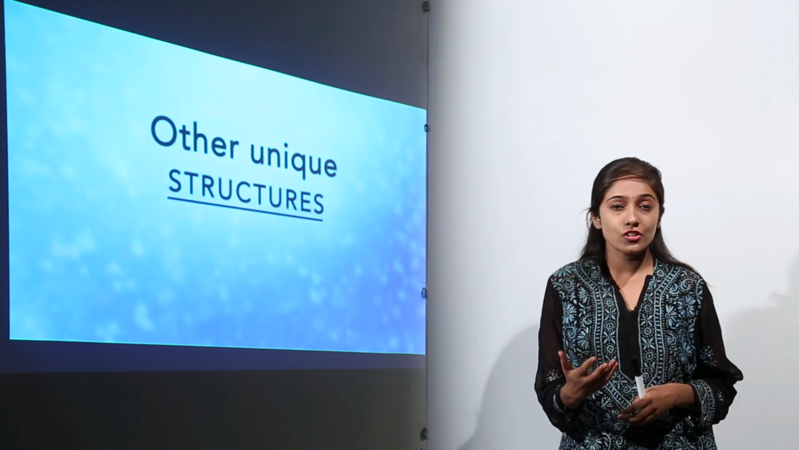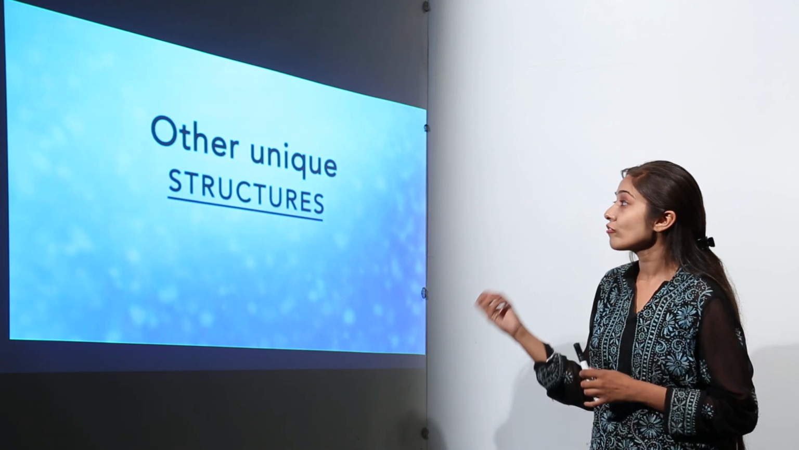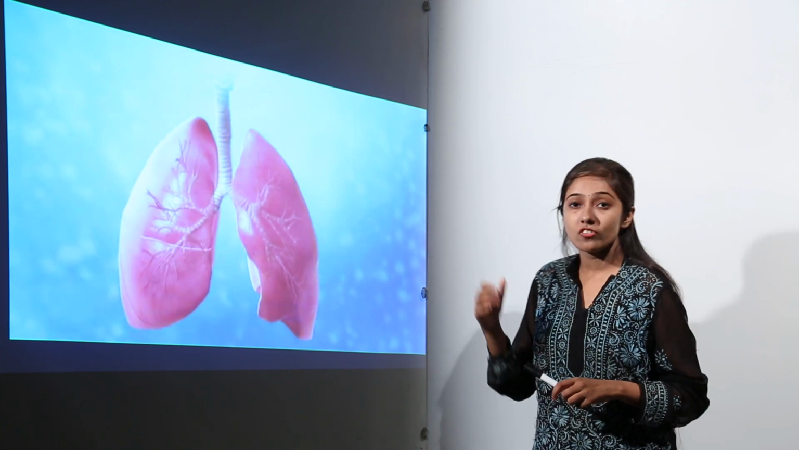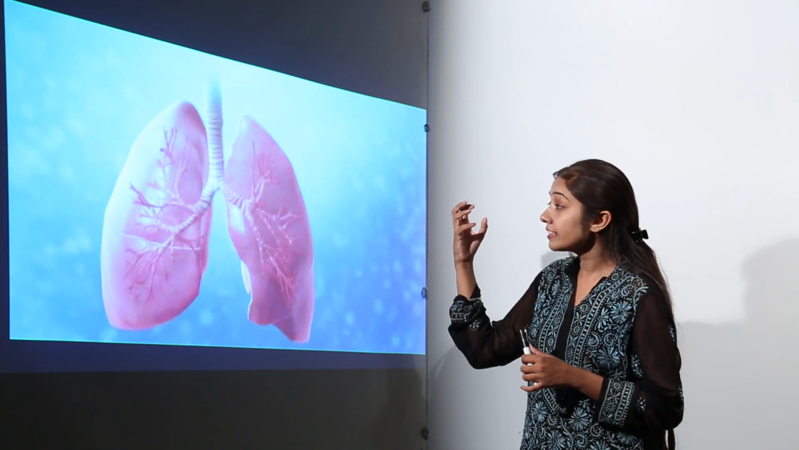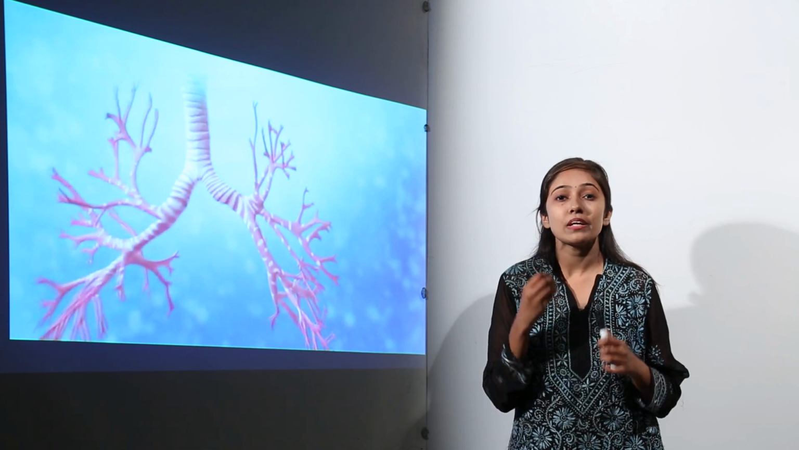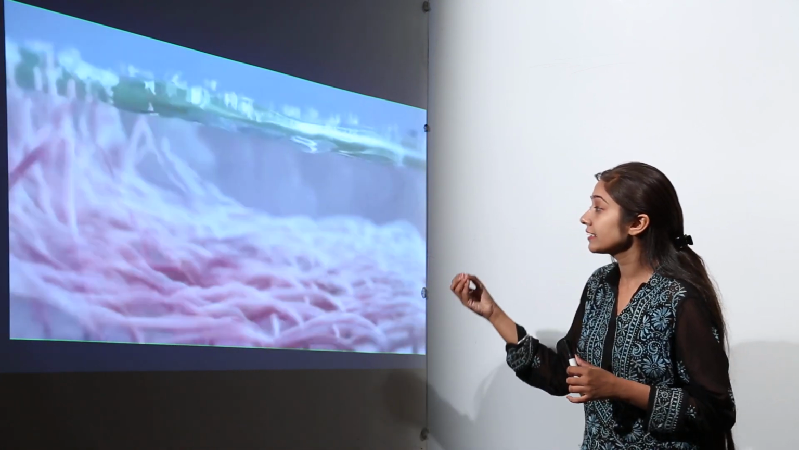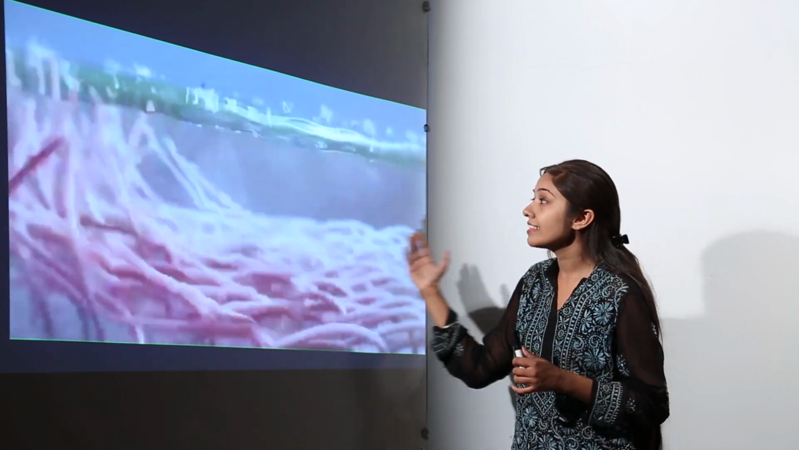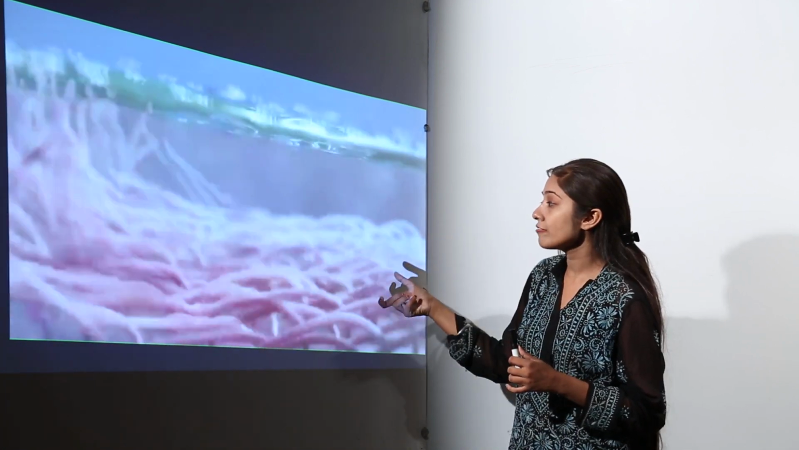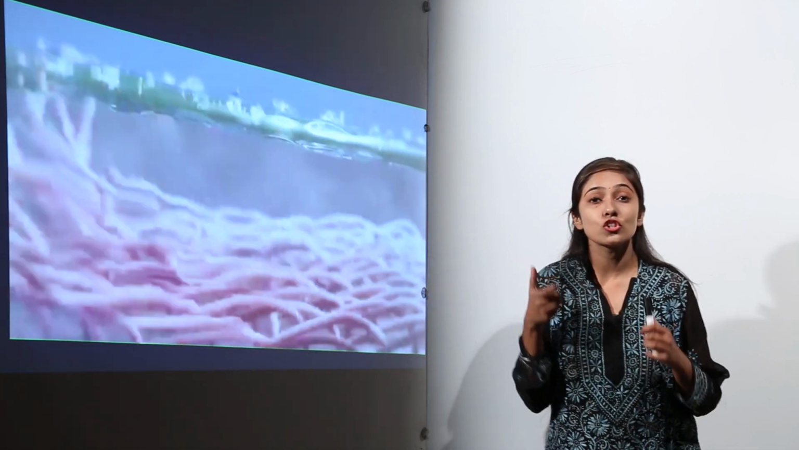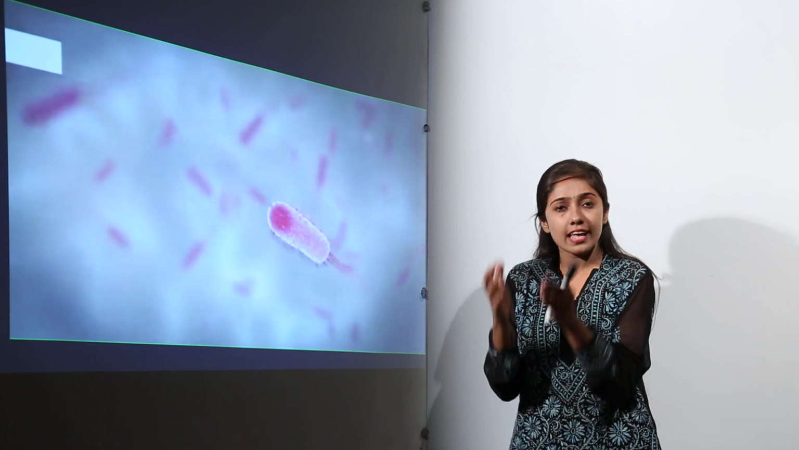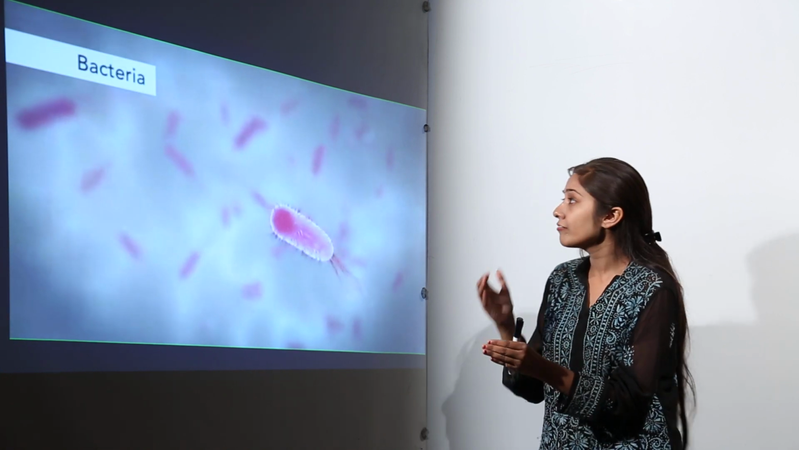There are other unique structures in our own bodies. For example, the cells in your respiratory tract have a special feature, the cilia. These hair-like structures help in cleansing, right. They have a special job, a special role to play. So this is how cells have unique features that we will be discussing.